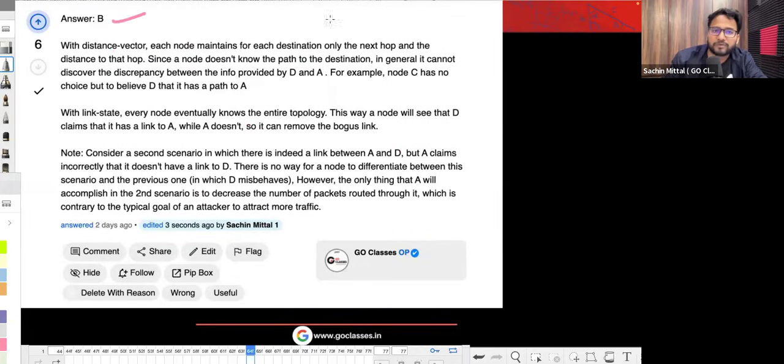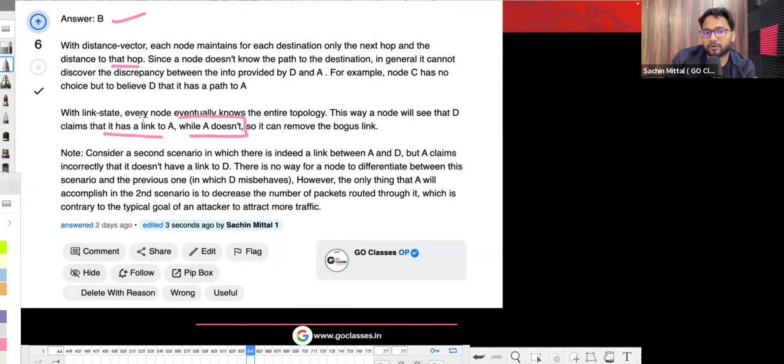This question I have taken from some university, so here the answer is also directly taken. They are saying that with distance vector, each node maintains distances only to the next hop and the distance to that hop. Since the node doesn't know the path to the destination, in general it cannot discover the discrepancy between info provided by D and A. For example, node C has no choice but to believe D that it has a path to A. But in link state, every node eventually knows the entire topology. This way, the node will see that D claims that it has a link to A, while A doesn't.